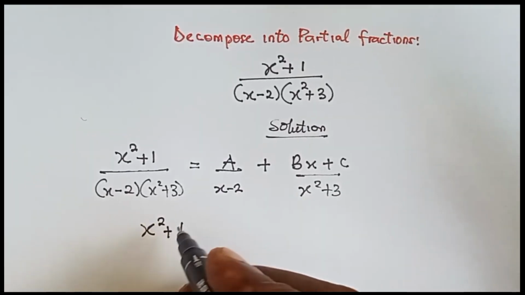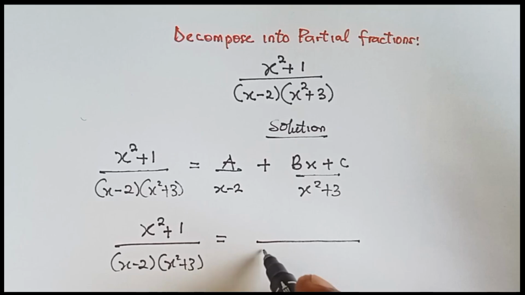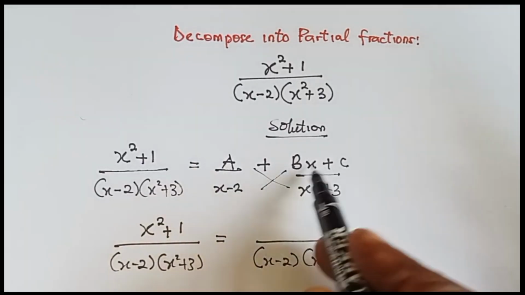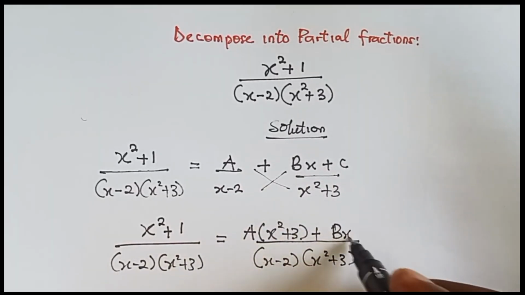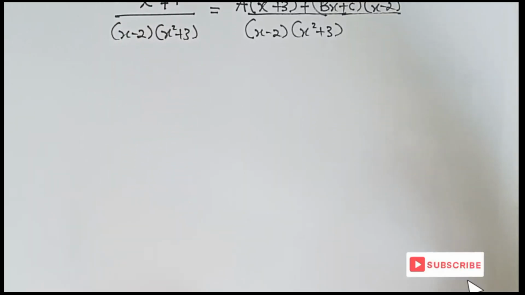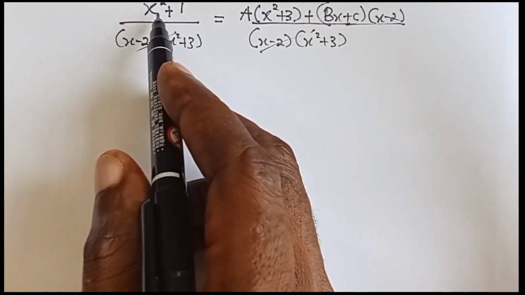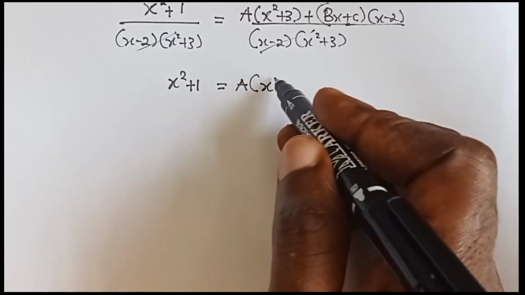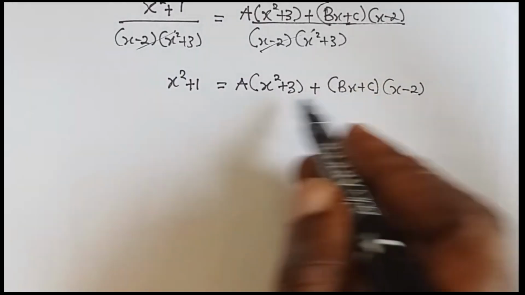So we write x squared plus 1 over (x minus 2)(x squared plus 3) equals the LCM of this, which is still (x minus 2)(x squared plus 3). Then we're going to multiply this with this and this with this. So we have a multiplying x squared plus 3 plus we have bx plus c multiplying this x minus 2. Okay, so now from there, we can equate the denominator, then we have x squared plus 1 equals a(x squared plus 3) plus (bx plus c)(x minus 2). Right, so let's open these brackets.